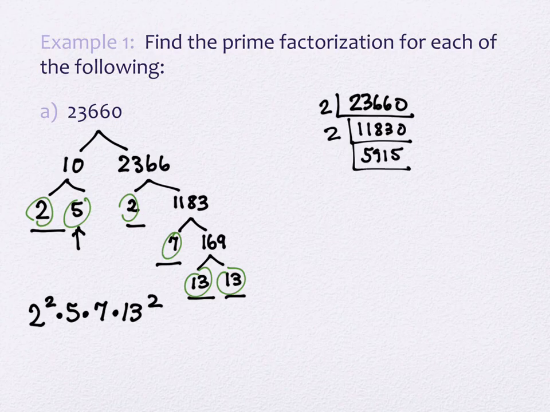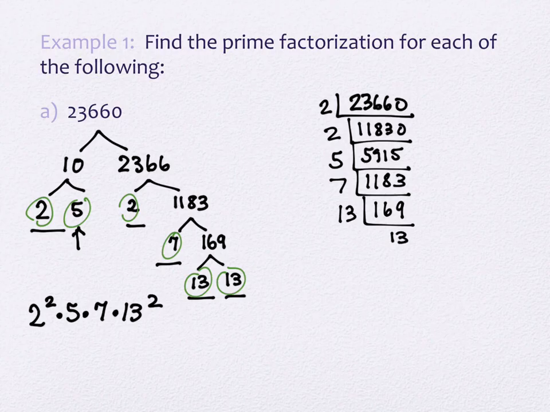Well, 2's didn't work. I would check a 3. 3's not going to work, but a 5 will. If I divide by 5, I get 1183. Doesn't divide by 5, so the next one to test is 7. 7 works. We get 169. And then 169 is 13 times 13.